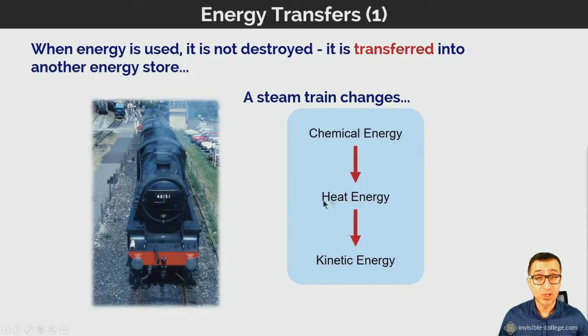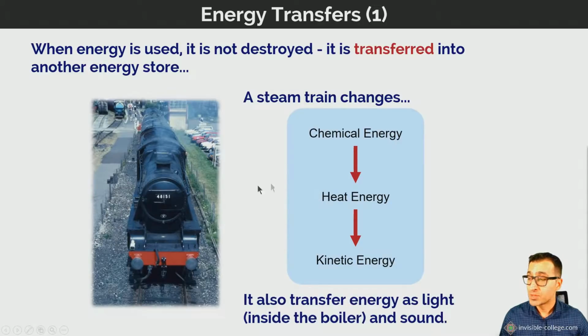Not all of the heat energy generated goes directly into heating the water into steam and driving the train. Some of it is radiated and conducted into the surroundings as wasted heat. And of course, you still have some of the chemical potential energy being released within the boiler as light energy. And obviously, the steam train also produces a fair amount of sound as well. So energy transfers for complicated machines like this in the real world are seldom as simple as is being represented here.